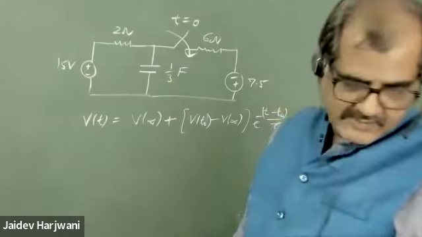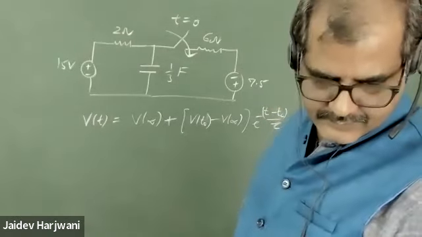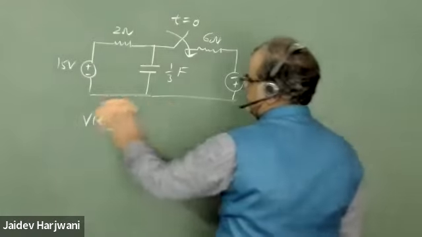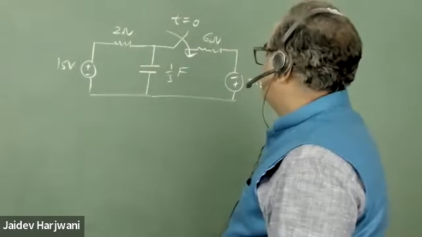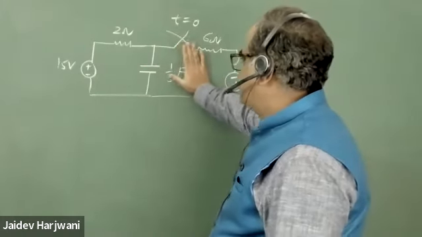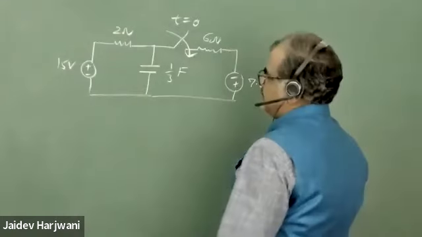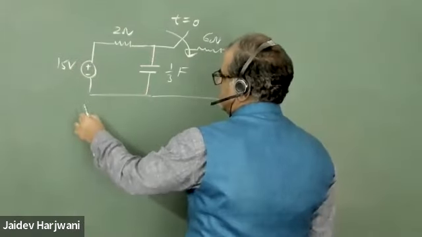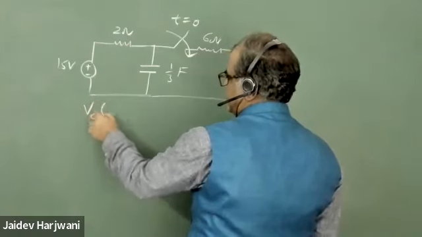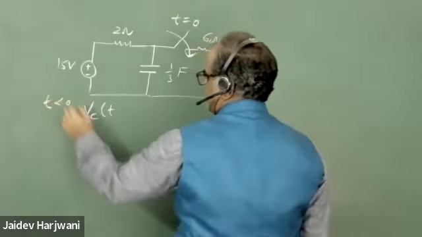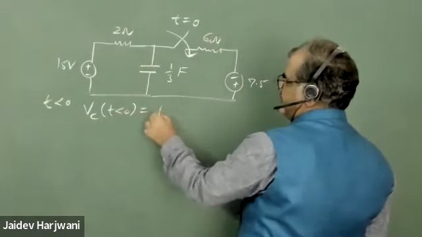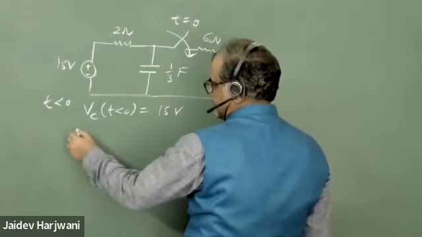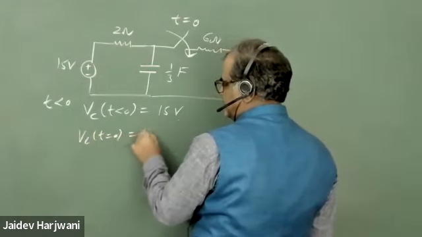So what is the answer coming? Final answer coming. So let me solve. Initially this is not there, so only this is there. If we make it open, all the 15 volts should come here. So of course my VC at t less than zero should be 15 volt. This will be maintained. So I can say VC at t equal to zero is 15 volt.